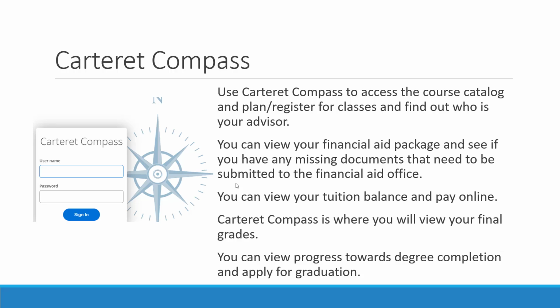Carteret Compass is another tool that we use, and the main way we use Carteret Compass is for scheduling. So if you want to see your schedule, you want to register for classes, I will be teaching you about that later on down the road in ACA. You can also view your financial aid package, you can see any balances on your account, you can make payments in Carteret Compass.